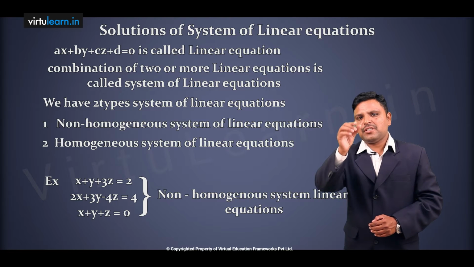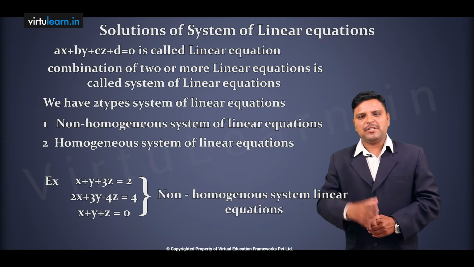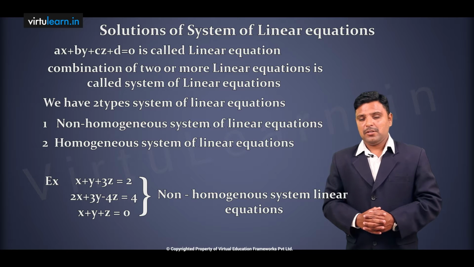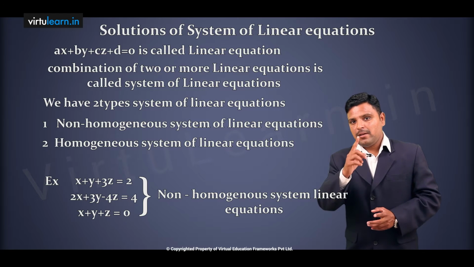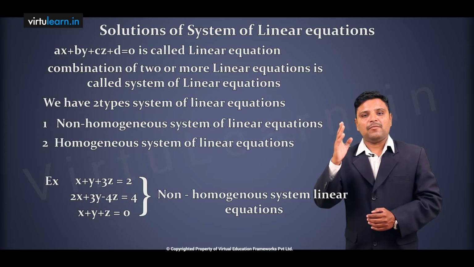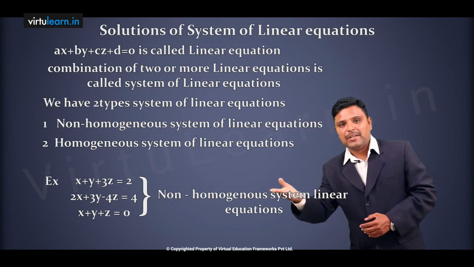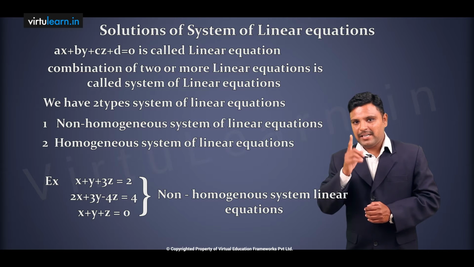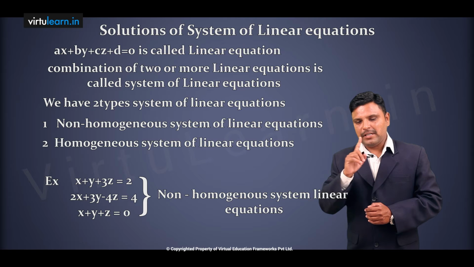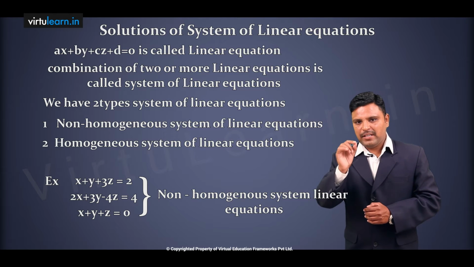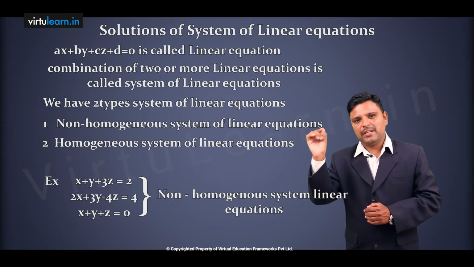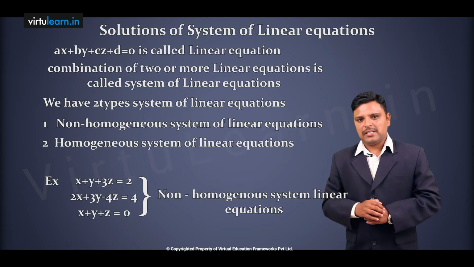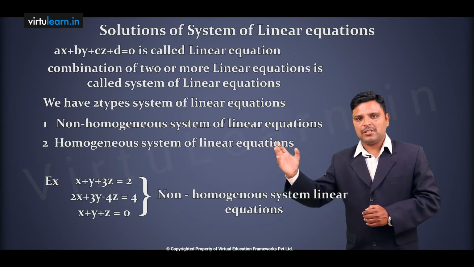If every term on the RHS is 0, then that is a homogeneous system of linear equations. You should not think in this way: for the first equation x + y + 3z = 2, when you send the 2 to the other side, it becomes 0. That is not correct. There is no constant allowed. Every equation, after z, must be in the form of equal to 0. So the first set of linear equations is a non-homogeneous system.